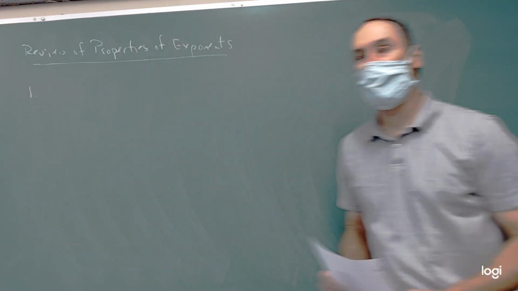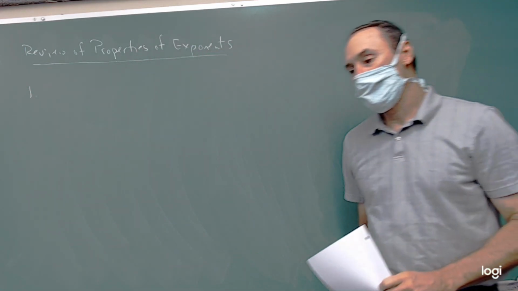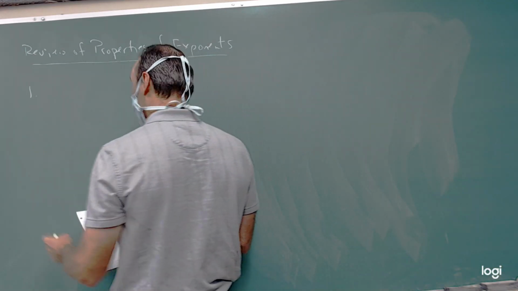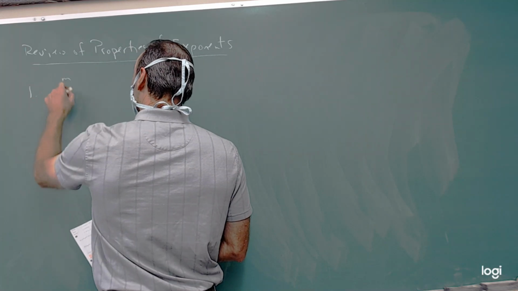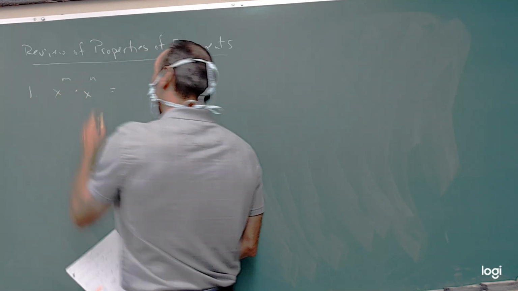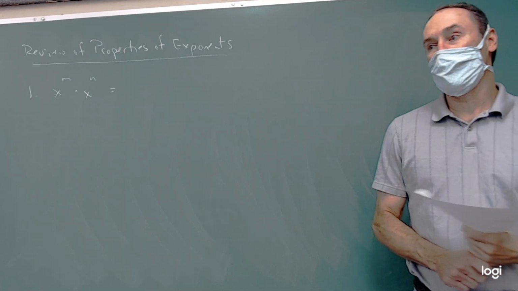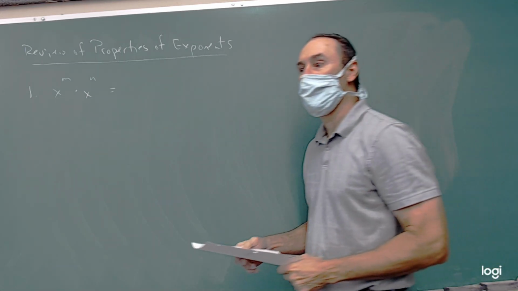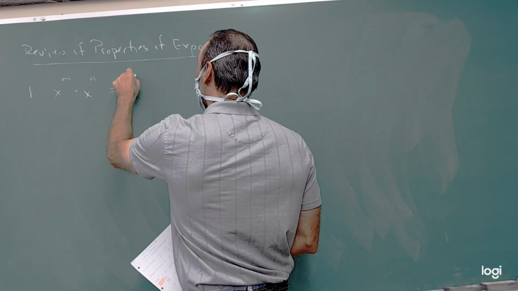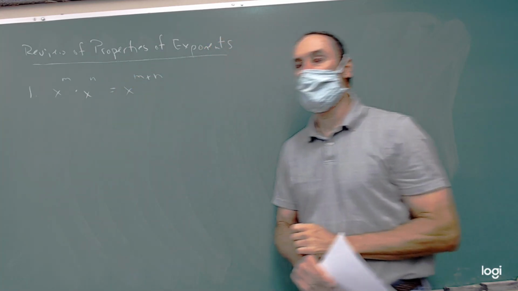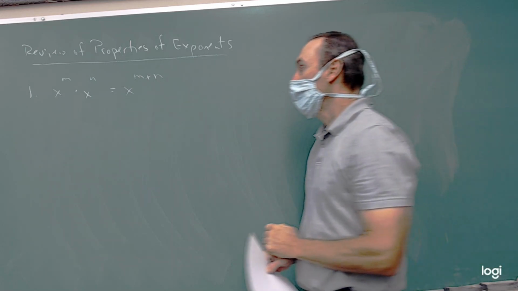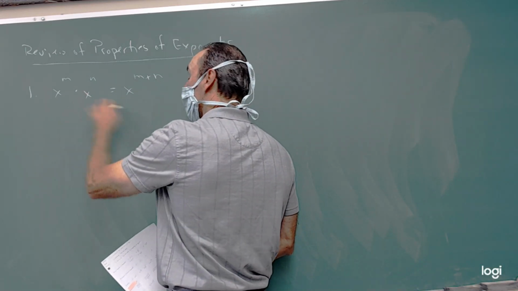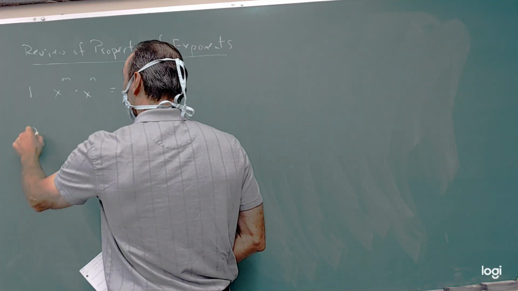I'm going to write them down first, but then we'll try to tease them out through some fairly complicated, I think, examples. So the first is that if you multiply two powers with the same base, then what do we do to simplify that? Add the exponents. So we get x to the m plus n. And we can go both directions. So we don't often go right to left, but it can be done right to left as well.